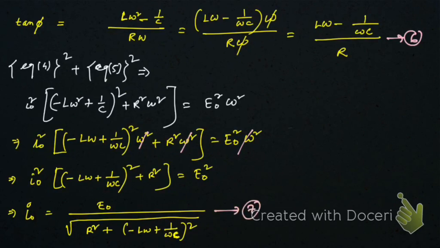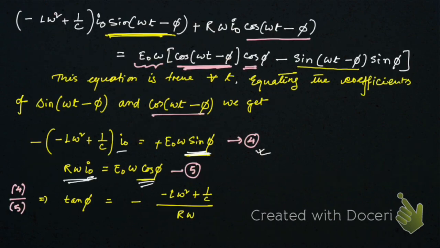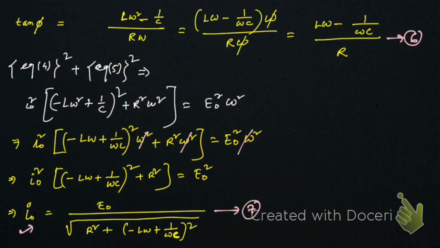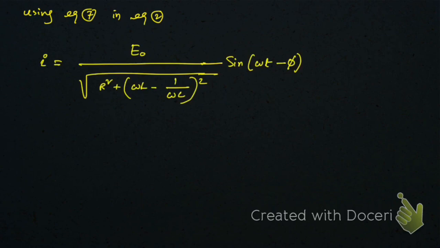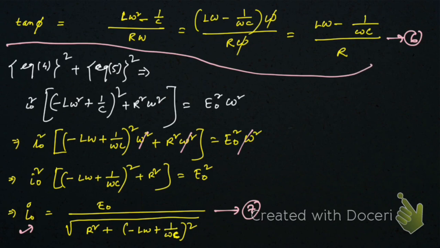Now use this equation here. In equation number 2, you can put the value of I naught that you have got here. You can see this is the value of I naught, right? Using 7 in 2, let me go to another slide. So using equation number 7 in 2, let us take this as equation number 8, and we can obtain phi from equation number 6.